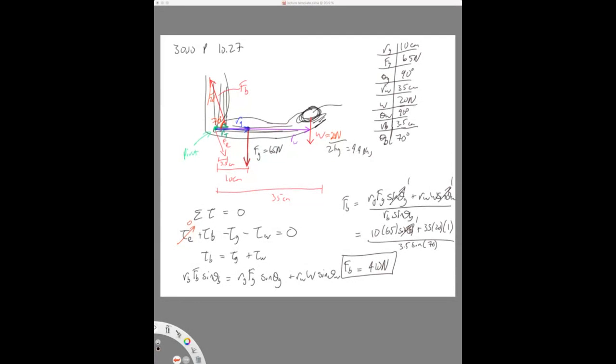Which would be about 92 pounds. So to lift a 4.4 pound weight, your biceps has to exert almost 100 pounds.